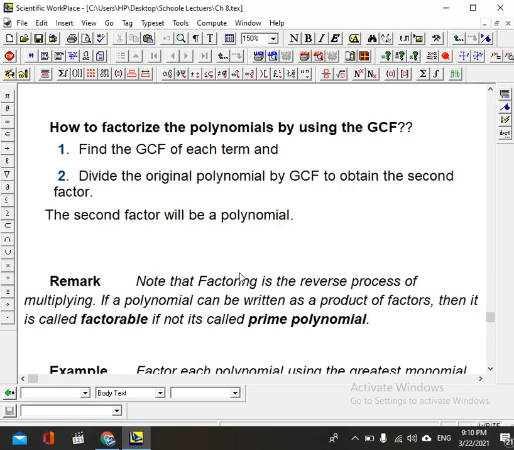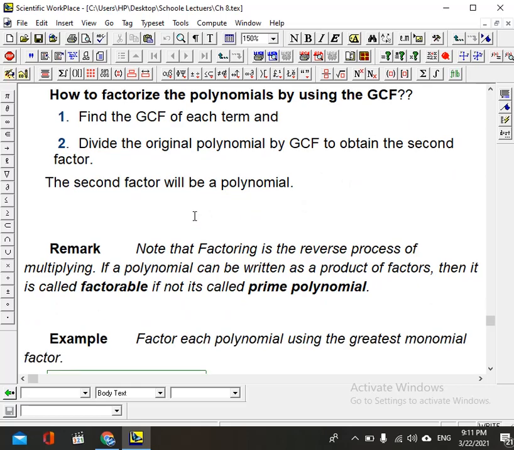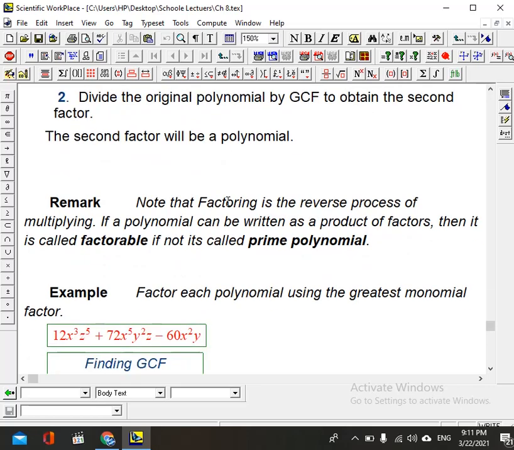Now, the very important thing in this lecture: how can we factorize a polynomial by using the greatest common factor? We have learned how to find the greatest common factor for monomials or numbers. Now, how can we factorize a polynomial using it? First step, we need to find the greatest common factor of each term. Then, divide the original polynomial by the greatest common factor to obtain the second factor. Of course, the second factor will be a polynomial.